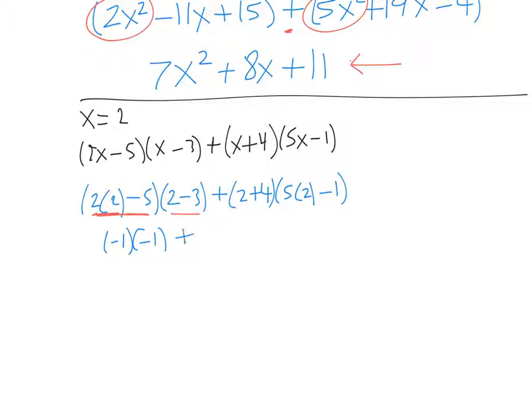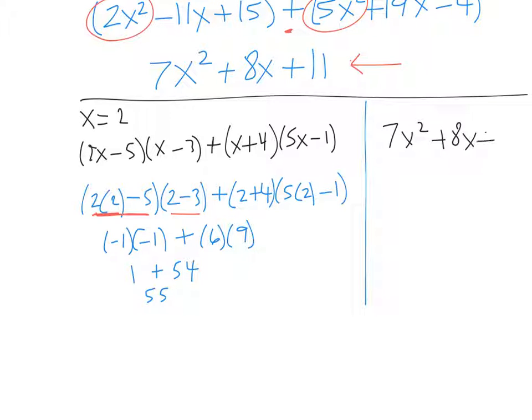plus 2 plus 4 is 6. And 5 times 2 is 10, minus 1 is 9. So that's 1 plus 54, which is 55. Now, if I do the exact same thing with this final expression, 7x squared plus... you can just do that on a calculator, right? And get that number right away.